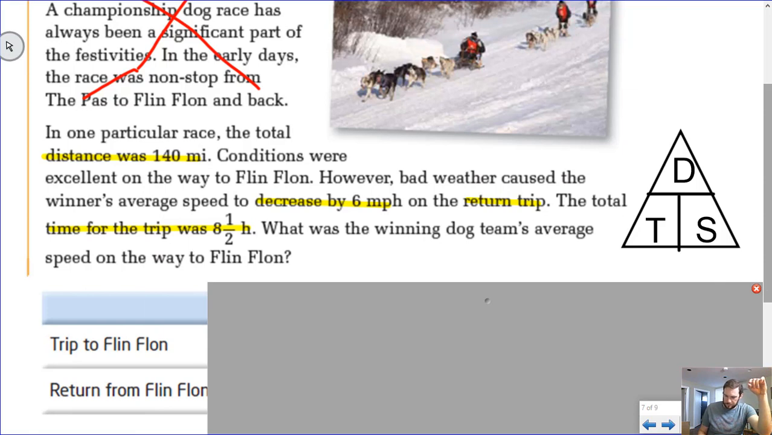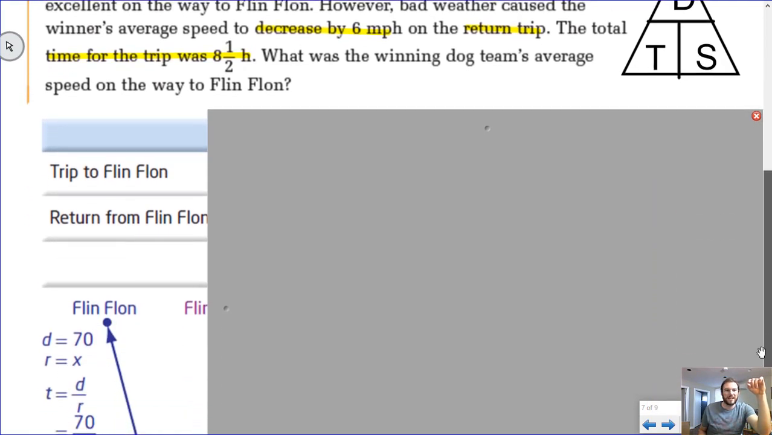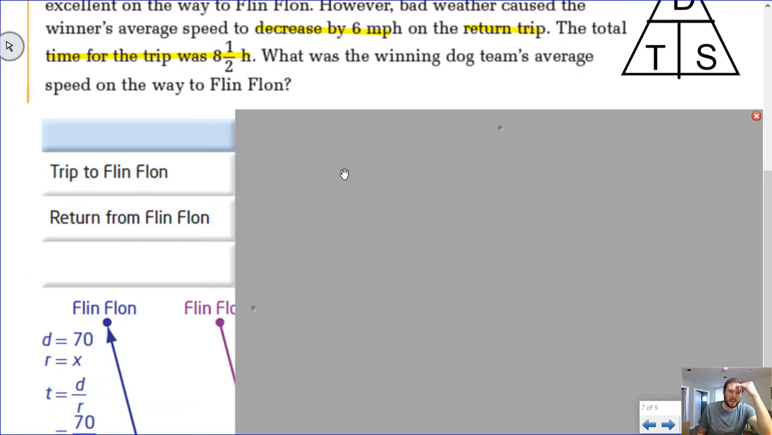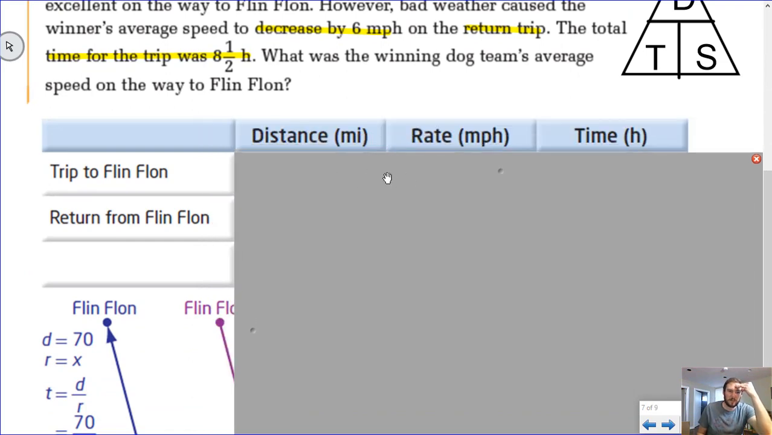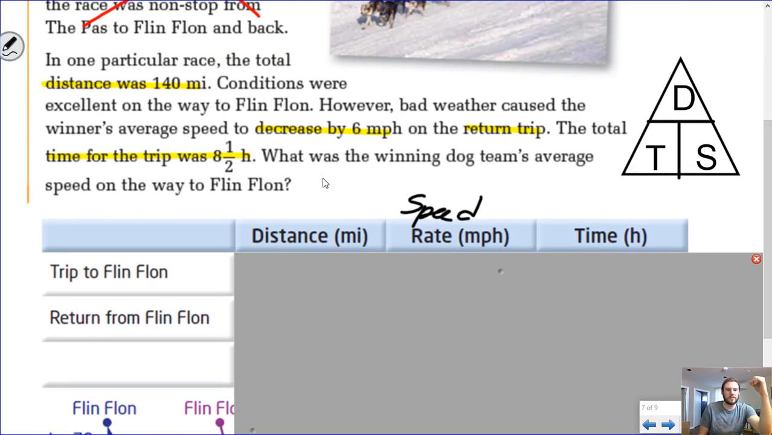So here's my table, right? So we have our categories here. We have our trip there, and we have our trip back. And we have our distance, we have our speed, right? Rate is another word for speed, and we have the time that it takes. So what do we know? Well, we know the distance, right? We're being told that the total distance was 140 miles.